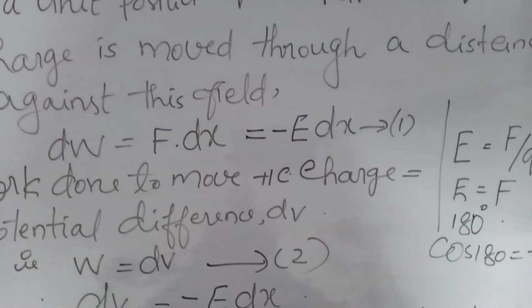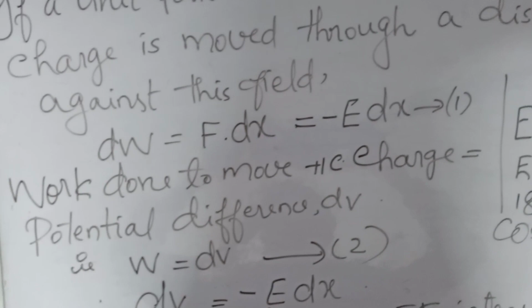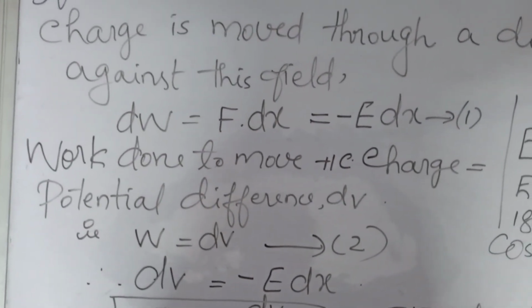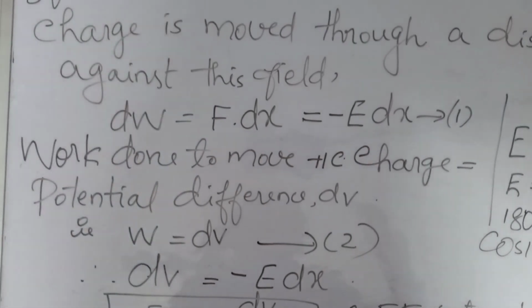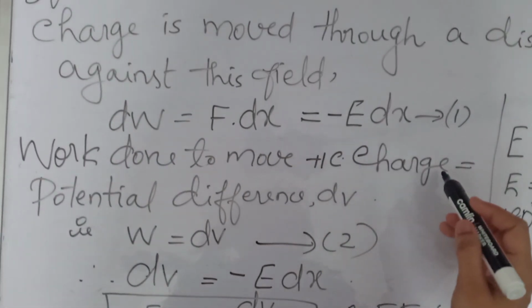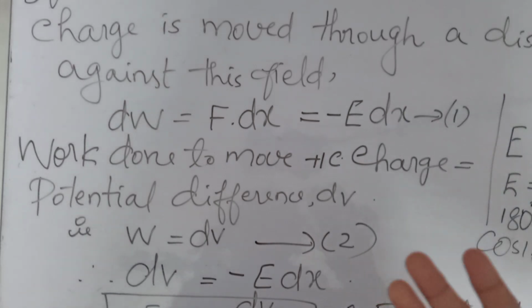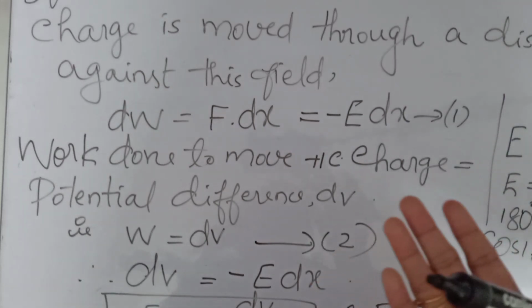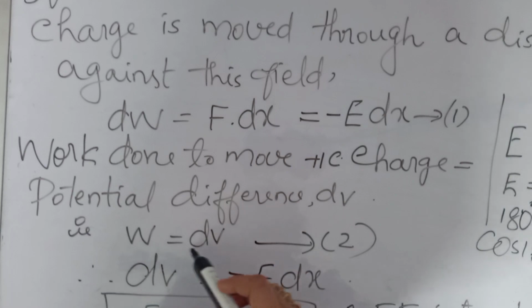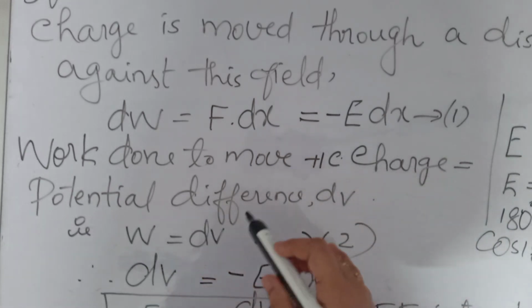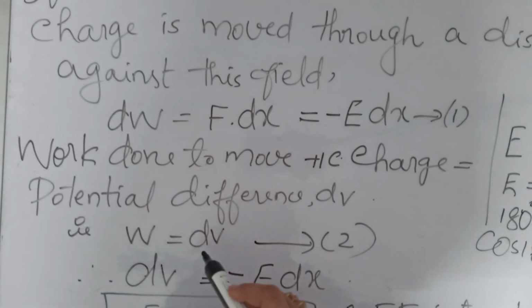How we can find the potential difference? That is the work done to move plus 1 coulomb charge, right? That will be equal to potential difference dV. So work done to move plus 1 coulomb charge in between the 2 points is potential difference dV. So W will be equal to dV.